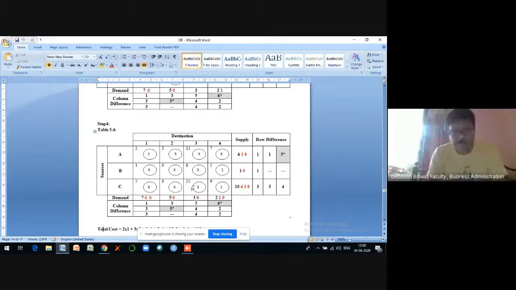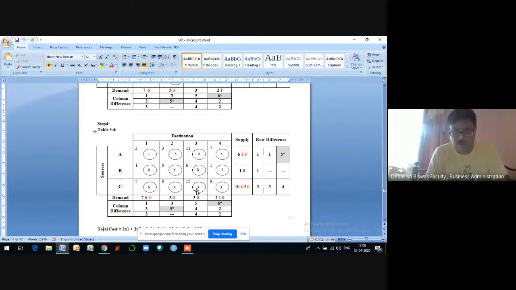So out of 5, 15 and 9, which one is the lowest? 5 is the lowest. And here the supply is 10, and here 6. Therefore, maximum we can allocate 6. So when we are allocating 6, 10 minus 6, now it is 4. And it is 0. Right? So this column has been completed.